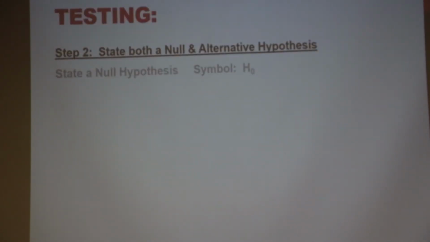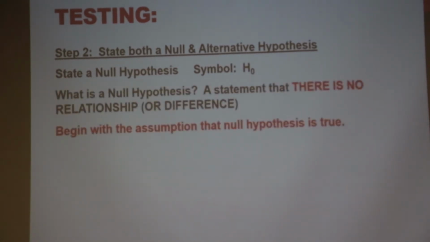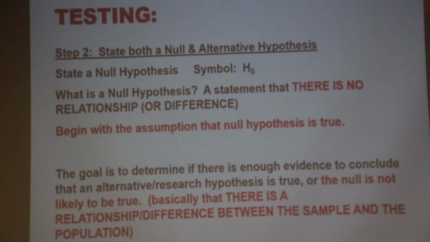Okay. The second step is some new language possibly for you, and that's where we want to state a hypothesis. But we're going to have two types of hypotheses. One is what we call a null hypothesis, and one is what we call an alternative hypothesis. The null hypothesis is a statement that there is no difference, there is no relationship. So we always want to begin with the assumption that the null hypothesis is true. So it's like a negative hypothesis in a way. And there's a symbol, H0, that we look at and know that's the null hypothesis symbol.